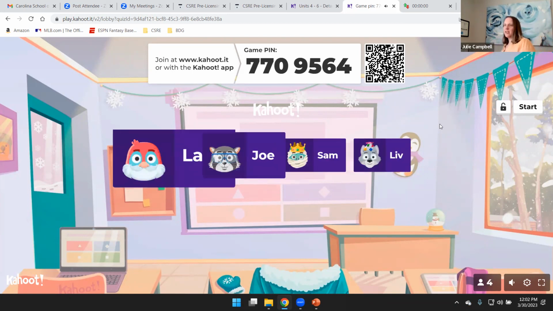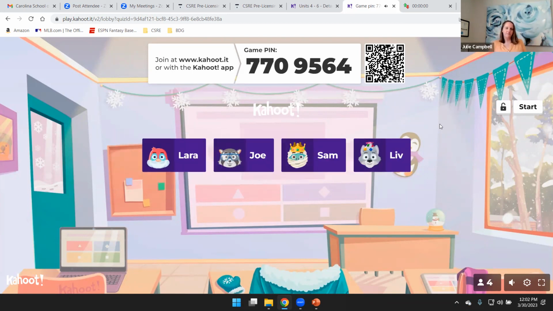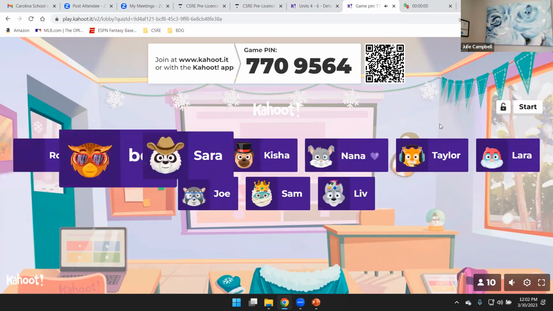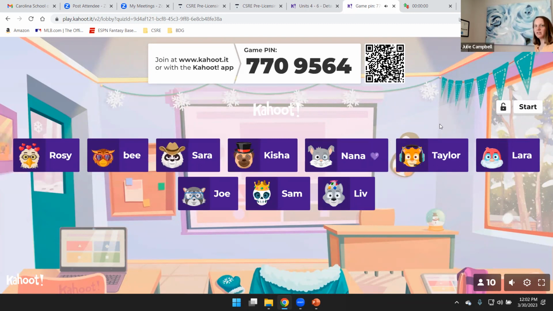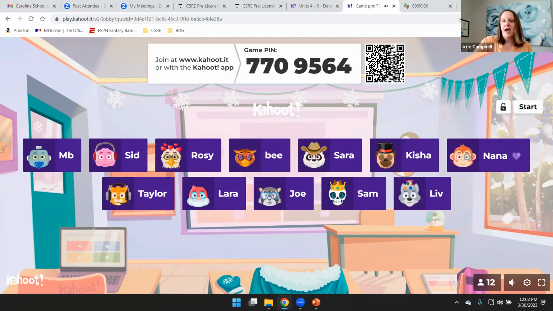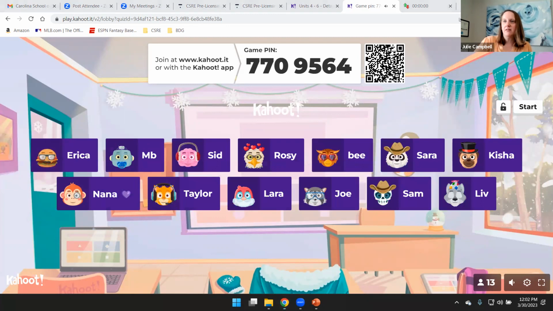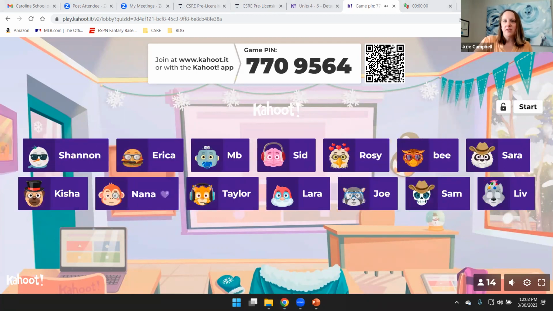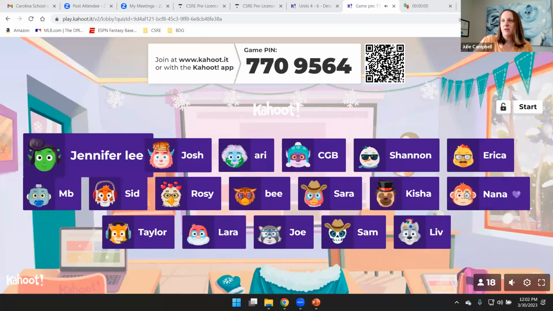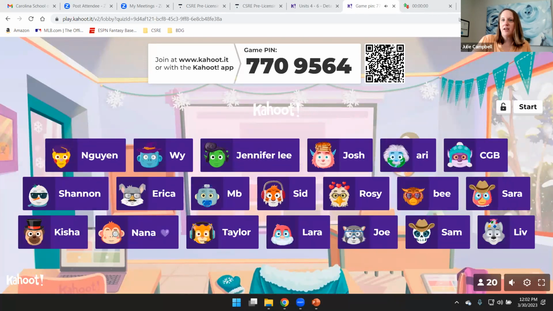So you're scanning the QR code. It's the easiest way, the quickest way to get in. You're going to the website or the app. You need a game pin. There's your game pin, 770-9564. You're asked to put in your name.